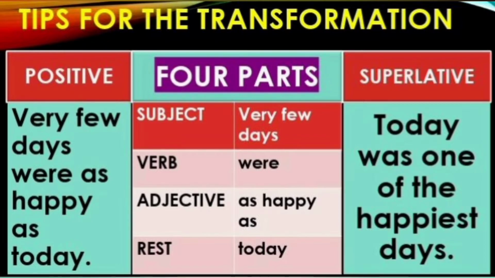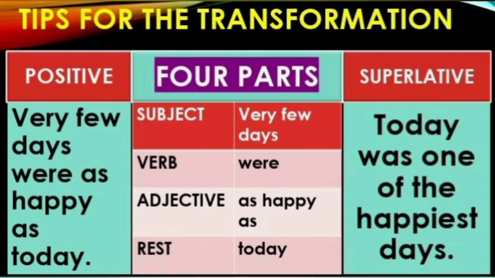And see how it is changed into superlative degree. See the subject and the rest, the first and fourth parts, they exchange places, and therefore today, the fourth part, is taken to the beginning of the sentence. Today was, that is, the suitable verb for today is was. Singular subject, singular verb. Plural subject, plural verb should be used. So today was one of the happiest days.